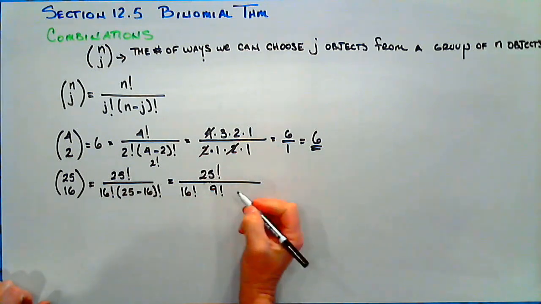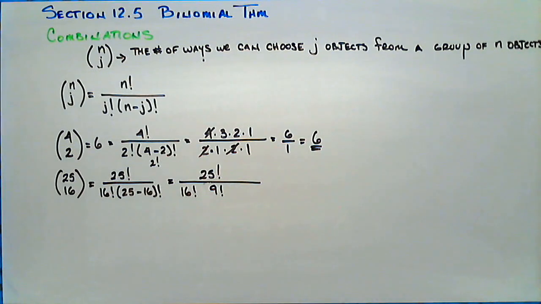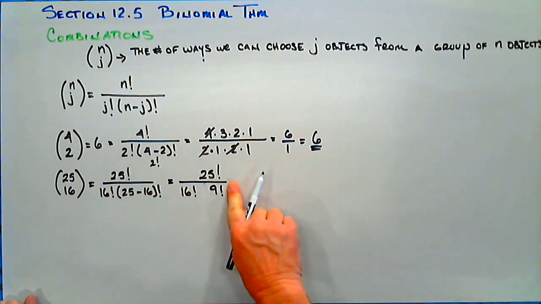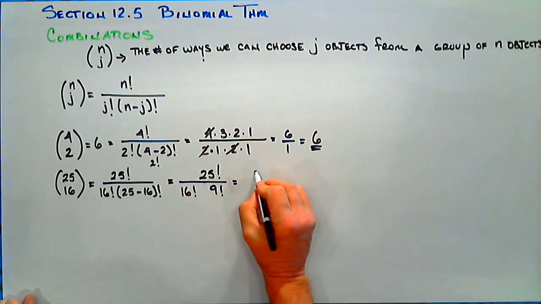Times 9 factorial. Now I'm going to show you a little trick. It saves some time if you have to do this by hand. This is not something we want to do by hand, but if you had to do this by hand, what do we know this is? This is 25.